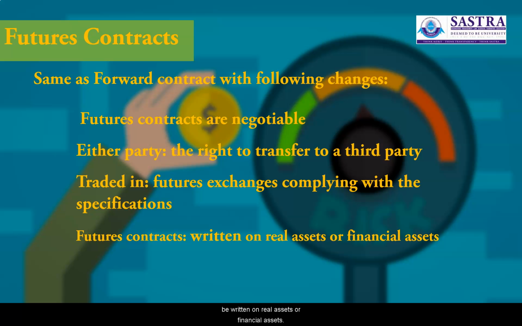Futures contracts can either be written on real assets or on financial assets. If they are written on real assets, they are called commodity futures. If they are written on financial assets, they are called financial futures.